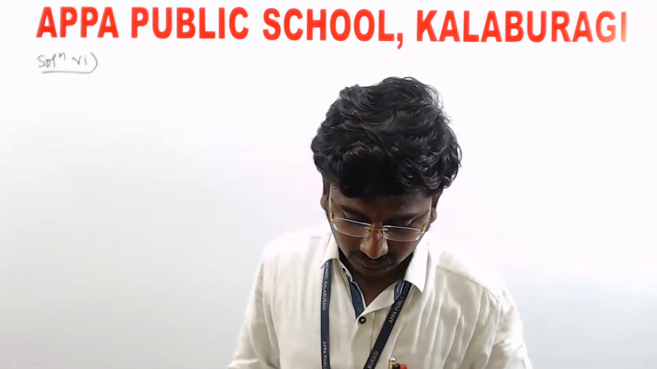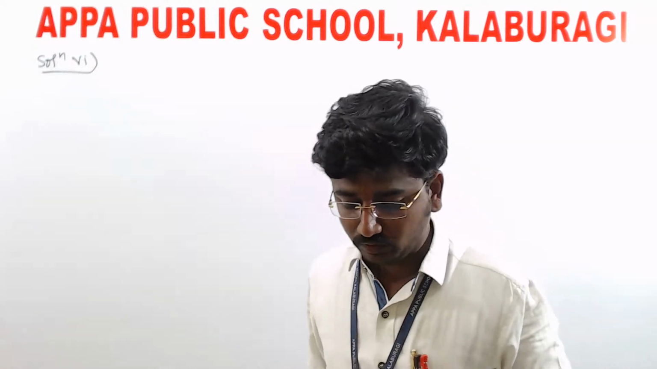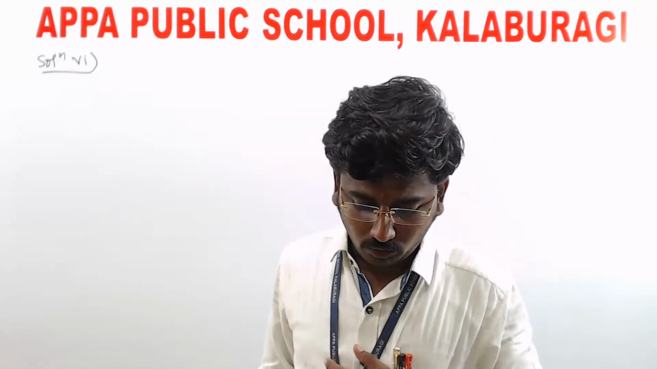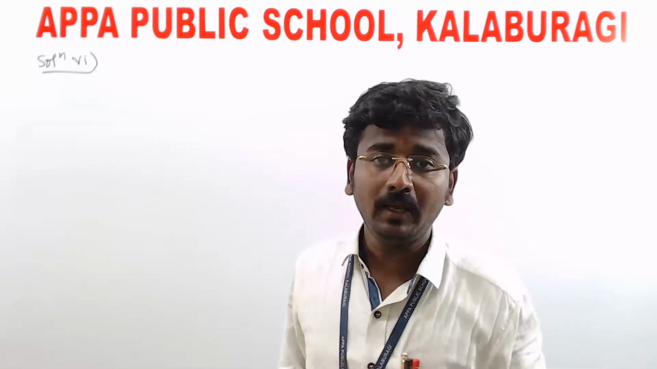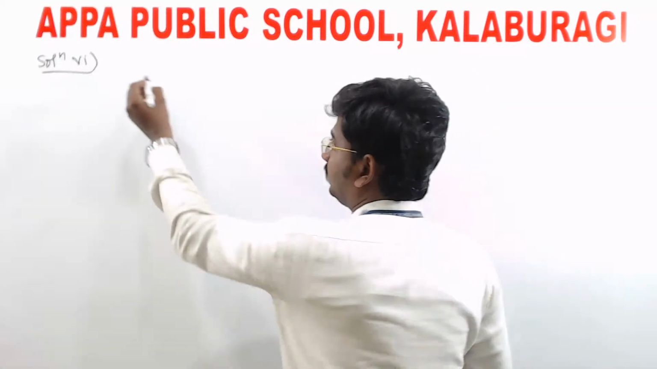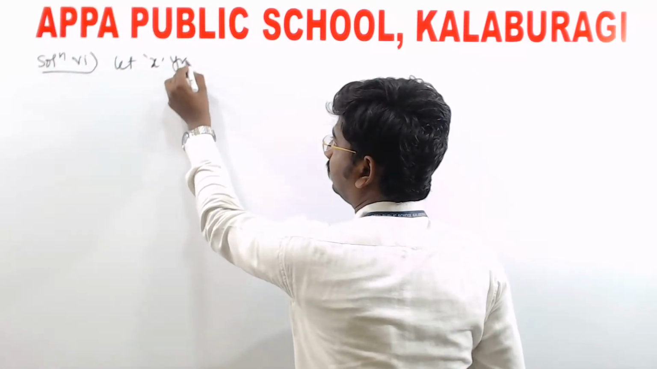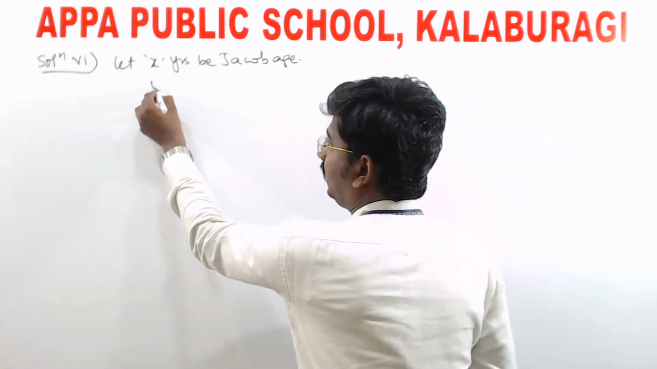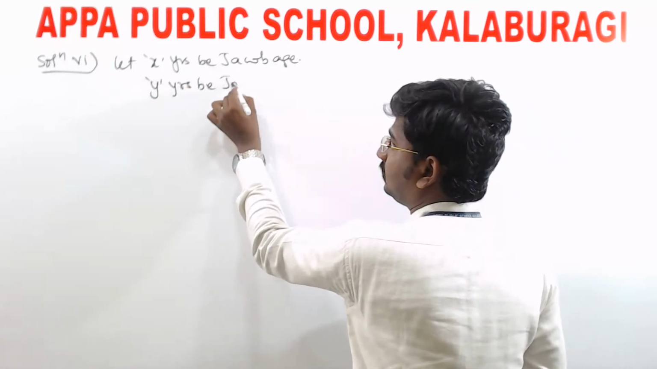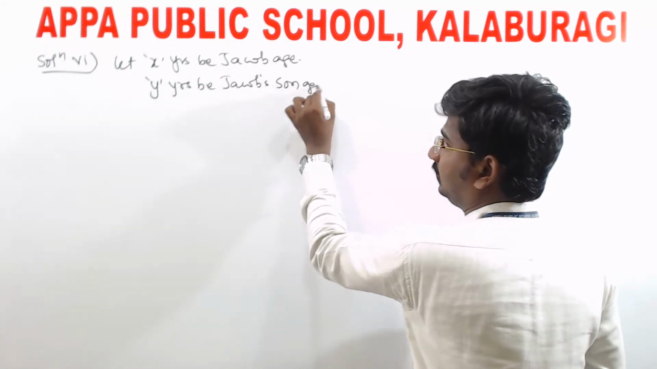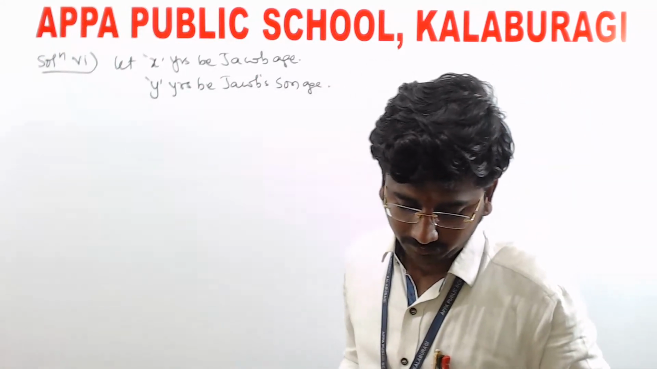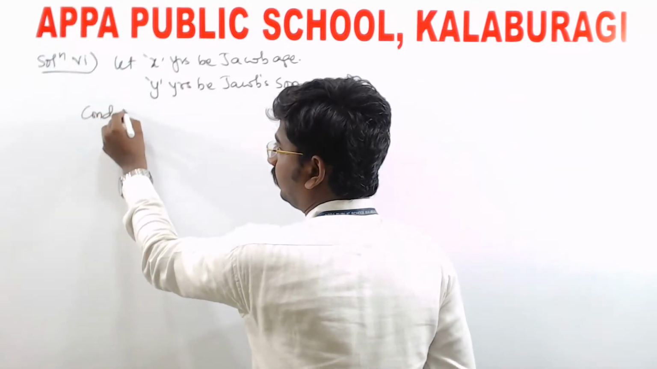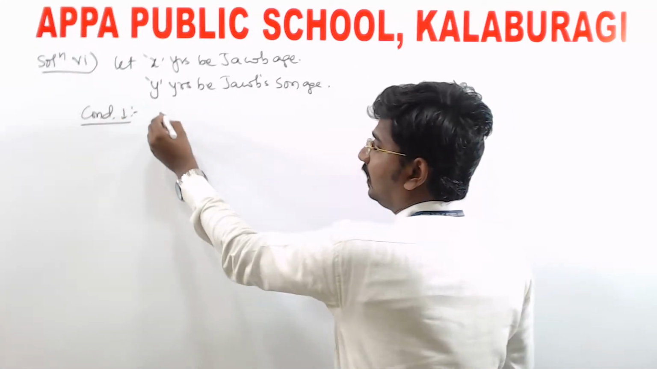Here the question is 5 years hence the age of Jacob will be 3 times of his son, and 5 years ago means before Jacob's age was 7 times that of his son. What is the present age? So let me say, let x years be Jacob's age, y years be Jacob's son's age. Now, condition 1 and 2. In condition 1, what they said? 5 years hence. After 5 years.